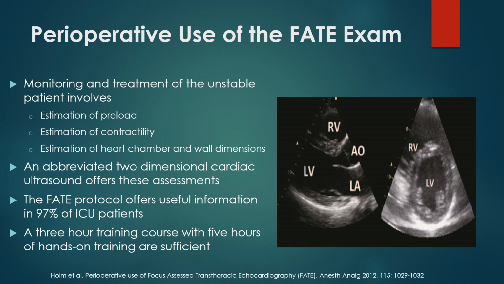You can also look at the heart chamber and wall dimensions, and you can make assessments such as global function. You can look at whether or not your heart's overfilled, you have some TACO or circulatory overload. You can also look at wall dimensions and look for things like a very thick ventricular wall. Maybe you have a need for higher blood pressure, and that's what the issue is. Maybe you've got some IHSS or HOCM. An abbreviated two-dimensional cardiac ultrasound offers these assessments, and that's what the FADE is for.